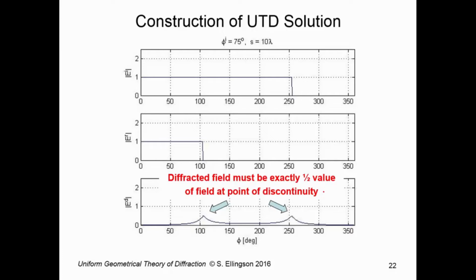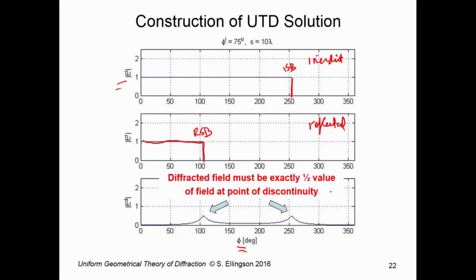Here are the fields. So this is incident. This is the magnitude of the incident field as a function of phi, the angle to the field point, measured from the 0 face. The incident field is a constant until we get to the incident shadow boundary. Here is the reflected field. It's a constant until we get to the reflection shadow boundary. And remember, these phases depend on the path lengths. So these two things are interfering with each other.